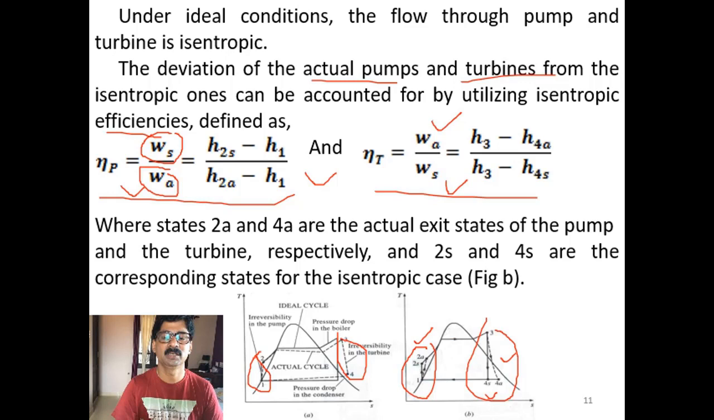So the denominator always has to be the smaller quantity. For the pump it is isentropic work by actual work, for the turbine it is actual work by isentropic work. So the actual work is H3 minus H4A and the isentropic work is H3 minus H4S. Okay, so here states 2A and 4A are the actual exit states of the pump and the turbine respectively, whereas 2S and 4S are the corresponding states for the isentropic case.